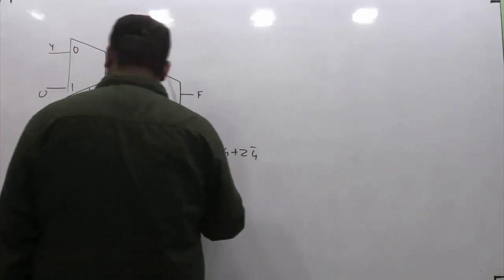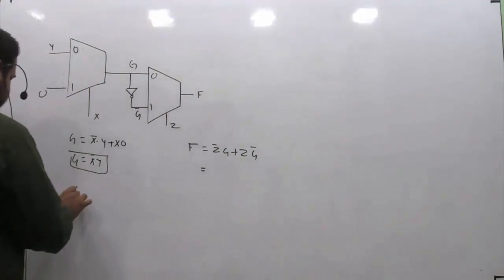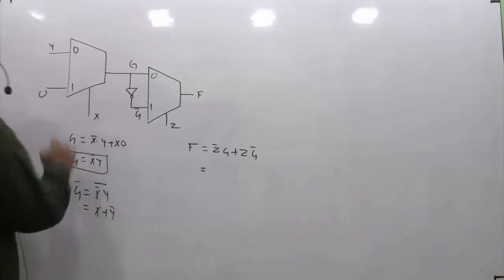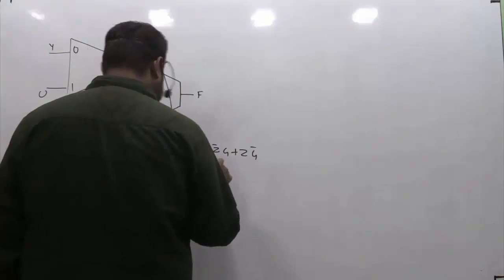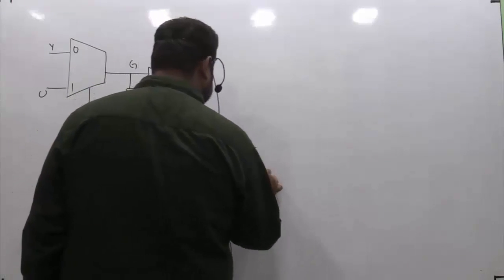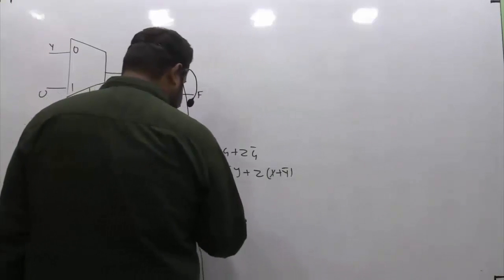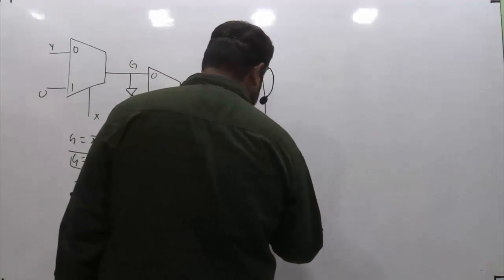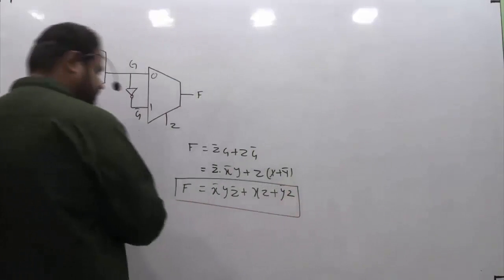So now let us substitute it here. How much will you get this g bar? If this is g, then g bar is x bar y whole complement, that is x plus y bar, right? By De Morgan's law, it is x plus y bar. So z bar g, so z bar, then g means x bar y, then z g bar, g bar means I am writing here x plus y bar. So you get x bar y z bar, then you get x z, then you get y bar z. So this is the expression of f.